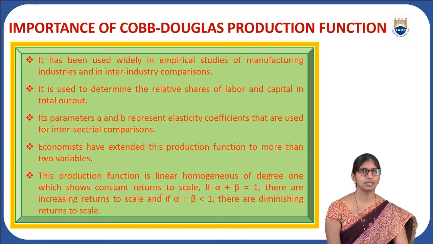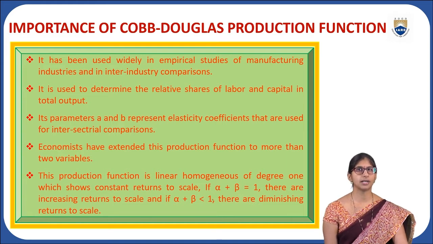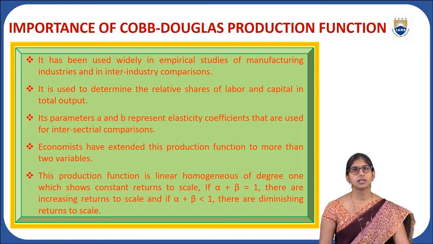Coming to returns to scale, we have constant returns to scale in the Cobb Douglas production function when alpha plus beta is equal to 1. Here, if alpha plus beta is less than 1, then we can say increasing returns to scale. And if alpha plus beta is greater than 1, then there is diminishing returns to scale.